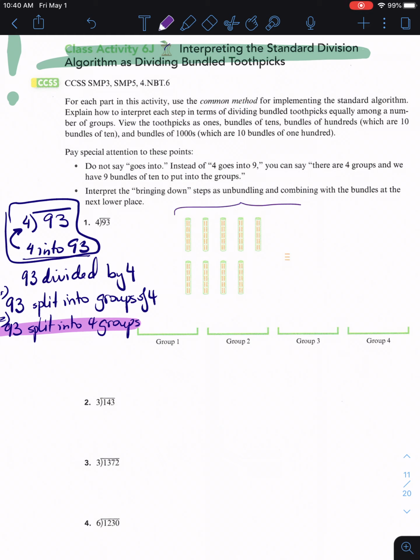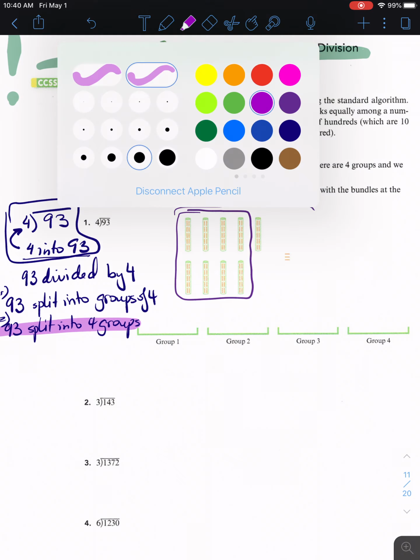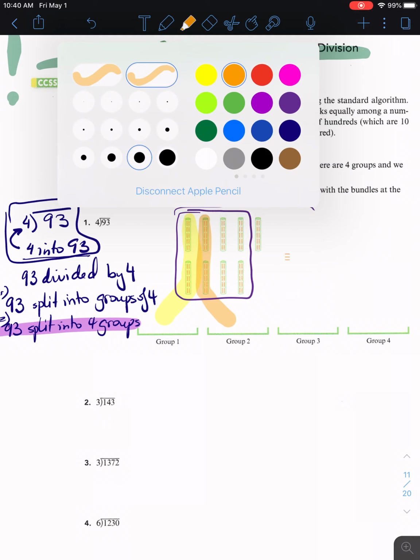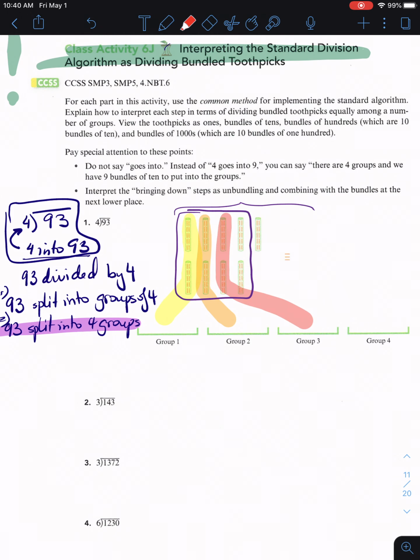notice that this is the bundles representing 93. So if we need to divide 93 into 4 groups, we can do that with these bundles, with the 8 bundles. Let's see if we can. So this is going to go into one group. This is the second group. This is the third group, and then we can have those bundles as the fourth group.